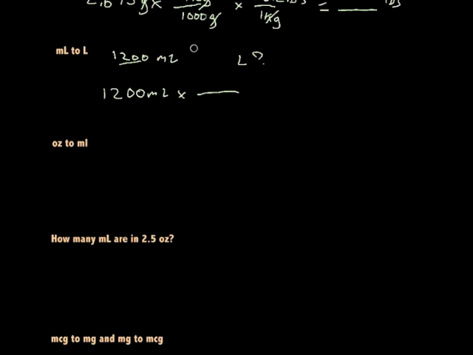Just like there's 1,000 grams in 1 kilogram, I know there's 1,000 milliliters in 1 liter. So 1 liter goes here on top and 1,000 milliliters on the bottom. If I set it up this way, then my milliliters will cancel out, and I know I'll end with the right answer. So this will equal blank liters.